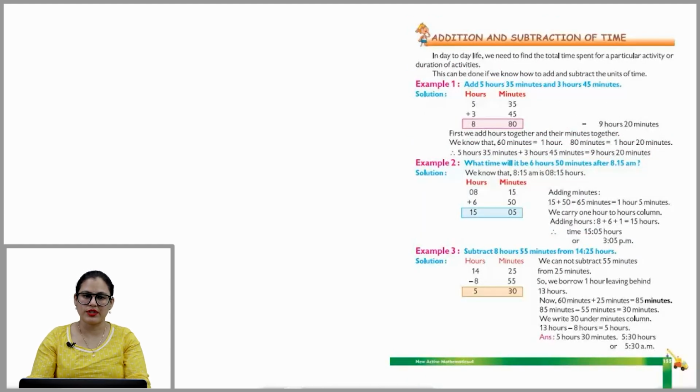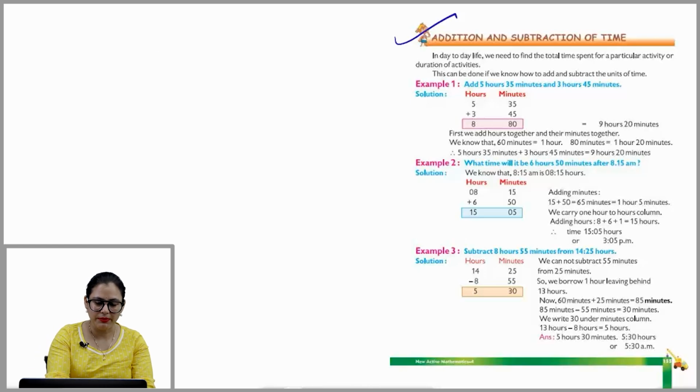Addition and subtraction of time. In day-to-day life, we need to find the total time spent for a particular activity or duration of activities. This can be done if we know how to add and subtract the units of time. Example, let's add 5 hours 35 minutes and 3 hours 45 minutes.